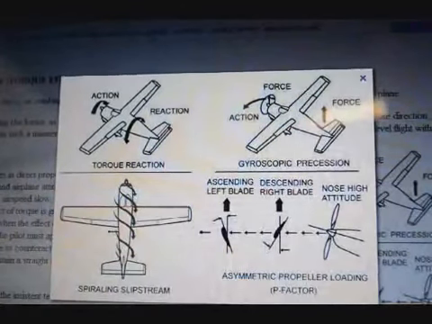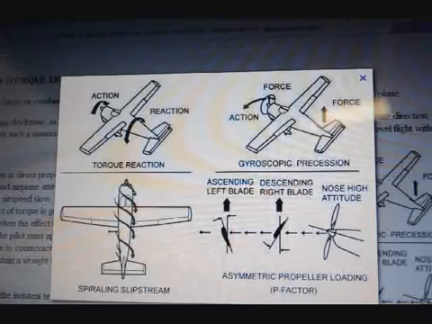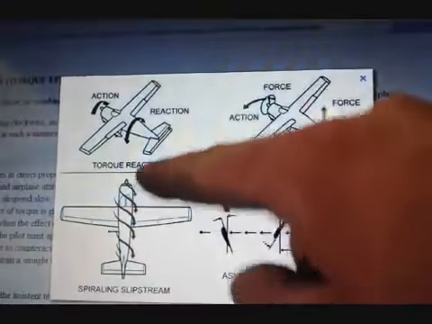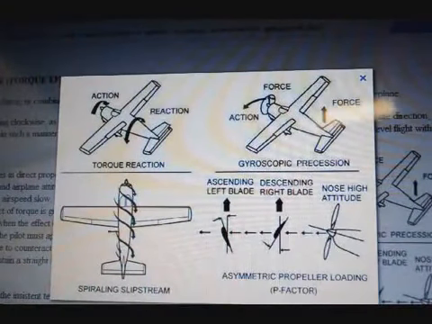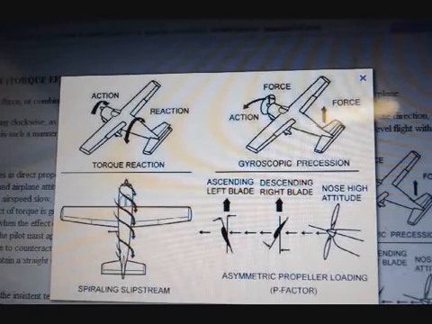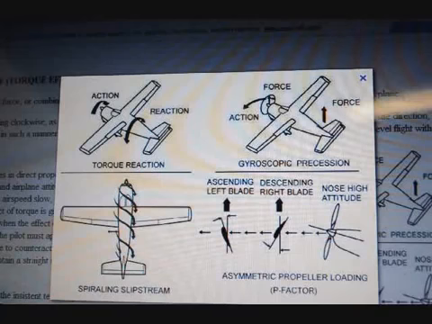What torque is: for every action there is an equal but opposite reaction. With the propeller spinning in a clockwise rotational manner, when viewed from the cockpit, the airframe wants to turn the opposite direction. That's the effect of torque on the aircraft. That provides one of the left turning tendencies. The other is gyroscopic precession.